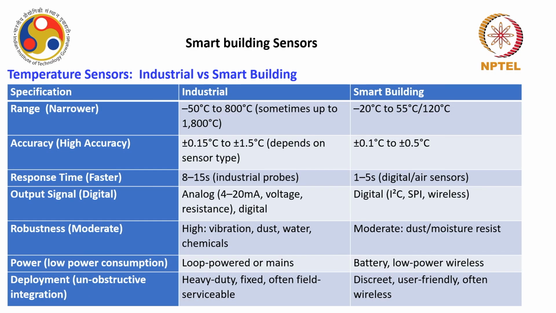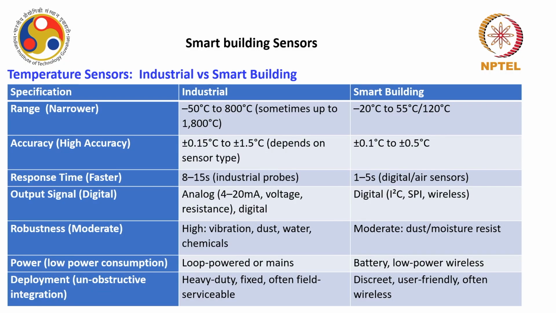Similarly, accuracy is a little different. For industrial applications, accuracy of the order of plus minus 1.5 degrees Celsius to 1.8 degrees Celsius is more than enough. It will depend on the sensor type and the application, but since we are talking in a very crude sense, I think I am able to communicate with this plus minus 1.5 and plus minus 1.8 degrees Celsius. However, the relative requirement for a smart building is anything around plus minus 0.1 degrees Celsius to around plus minus 0.5 degrees Celsius.